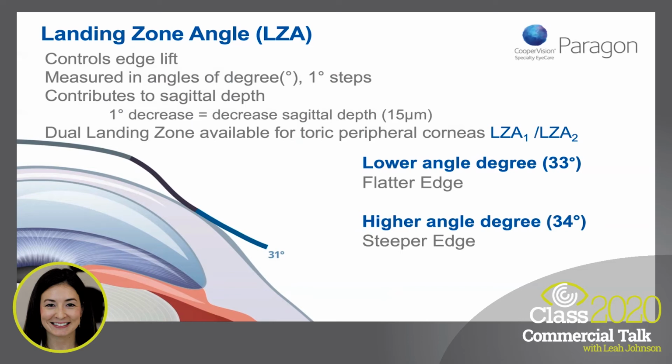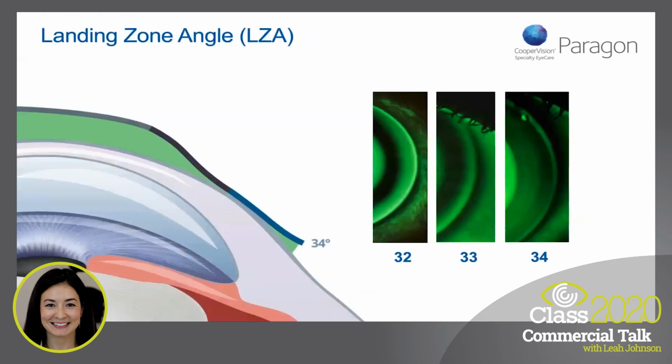So a 1 degree decrease in the angle is going to decrease the sagittal depth by 15 microns. We can also have dual landing zone angles for toric peripheral corneas such as limbus to limbus astigmatism. So the ideal LZA is one where there's about 1 to 2 millimeters of fluorescein underneath the edge of the lens. For our purposes today, this is the landing zone angle of 33.